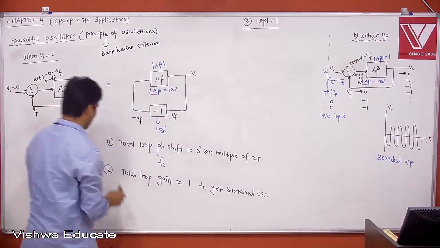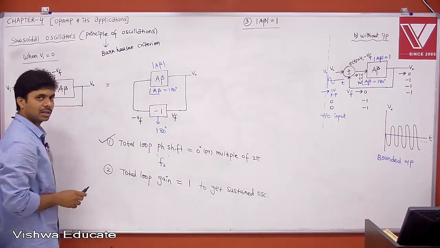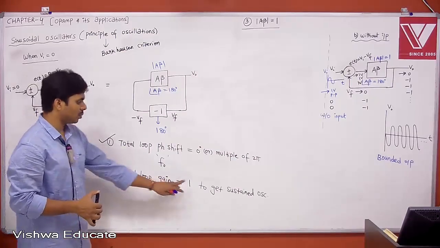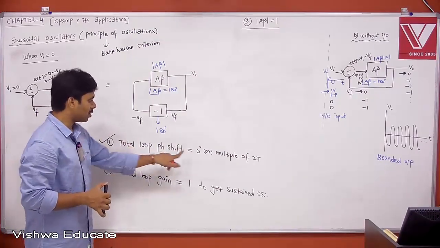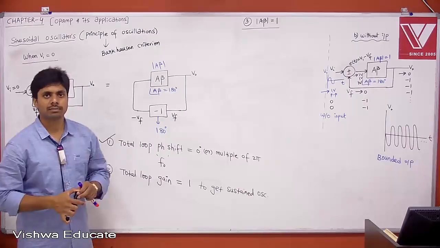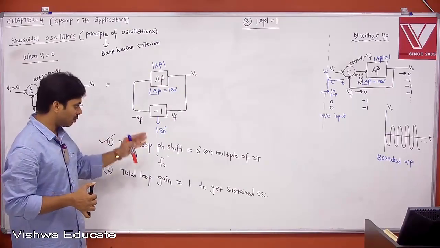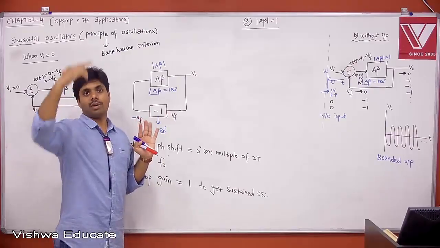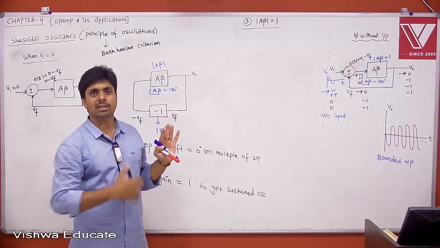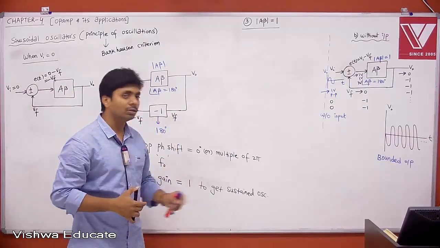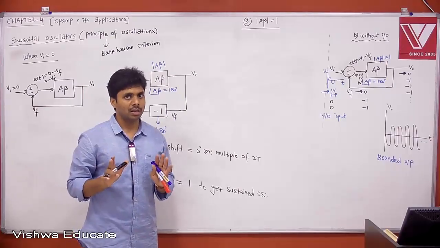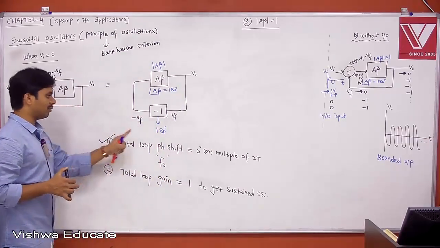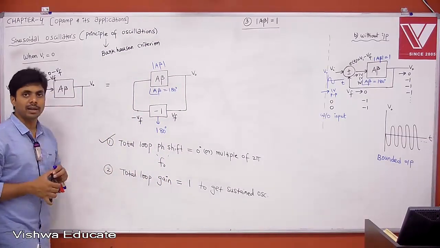But let me tell you, this is always primary, this is secondary. Let us say total loop gain is 1, but total loop phase shift is not 0 degrees, then we will not get oscillations. The frequency at which the total loop phase shift is 0, there you will get oscillations. Whether you get over damped, under damped, critically damped or sustained oscillations depends on loop gain. I hope this is clear. Always the primary is phase shift, secondary is loop gain.